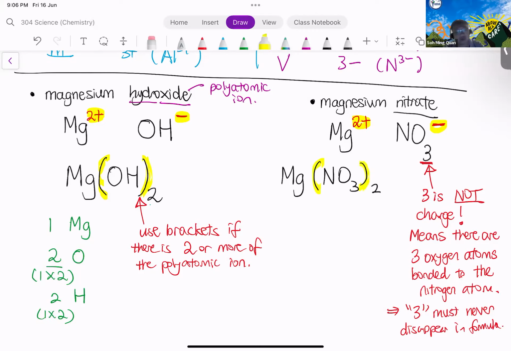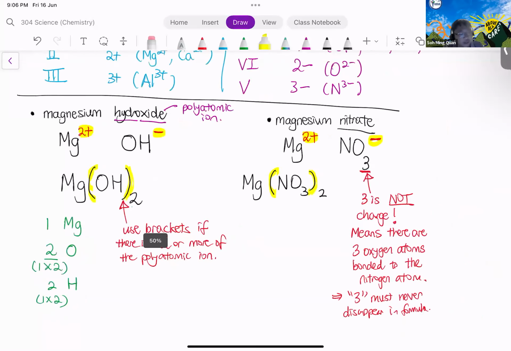Therefore, you must use brackets. Why do you use brackets? You think again. You must use brackets if there are two or more of the polyatomic ion. Nitrate is polyatomic, therefore you must use brackets to enclose the nitrate.